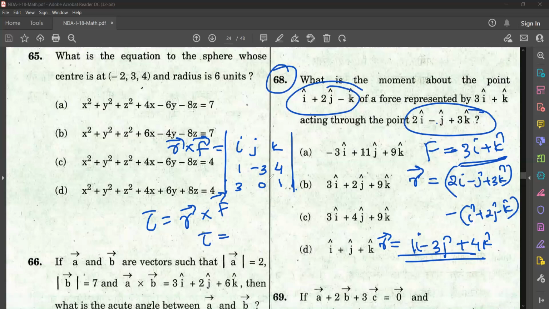Remove the first column and first row. That will be minus 3 minus 0, so −3 i cap. Then remove this, so 1 minus 12, that is −11, so −11 j cap, and this minus and this minus will go as positive there. Plus, remove this, so 0 minus 9, that is 9 k cap. So what is the answer? −3i + 11j + 9k. Option A.